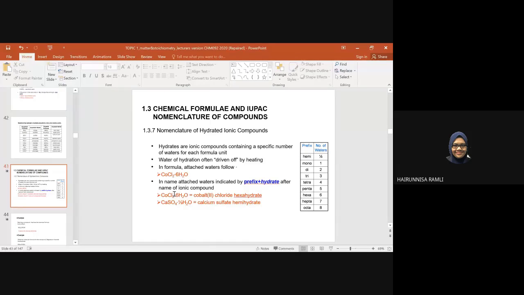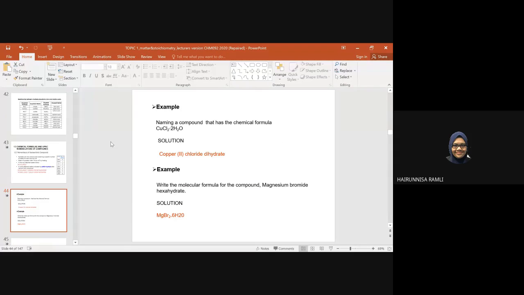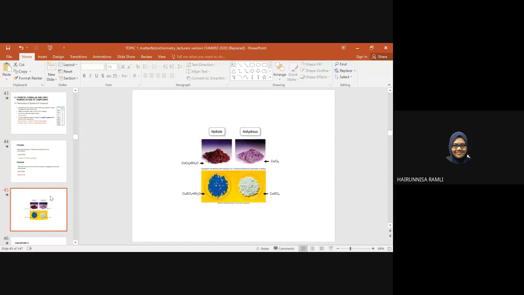Must have dot 6H2O, dot half H2O. Okay, so examples: cobalt 2 chloride dihydrate, magnesium bromide hexahydrate, MgBr2 dot 6H2O. Okay, so these are examples.